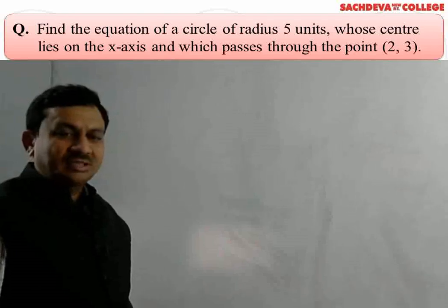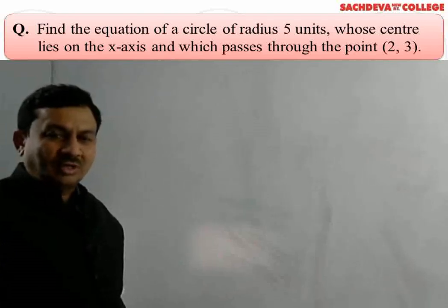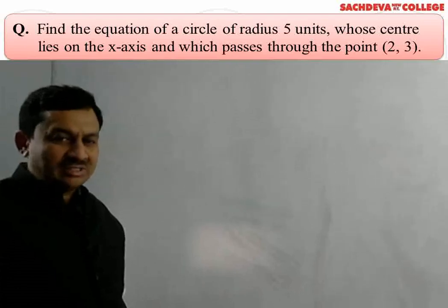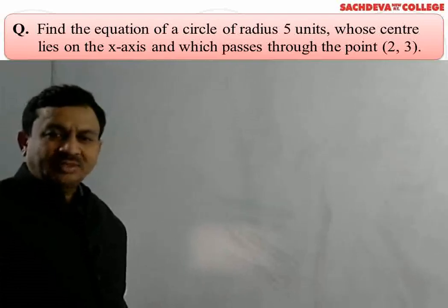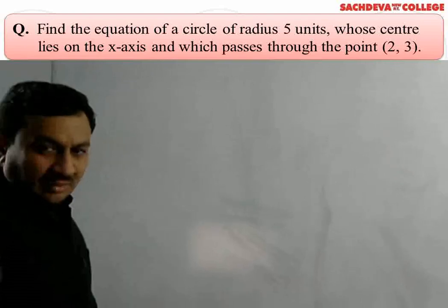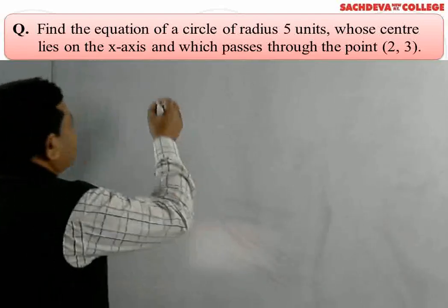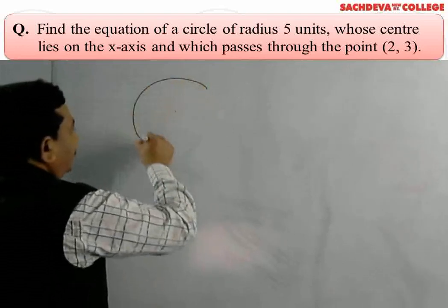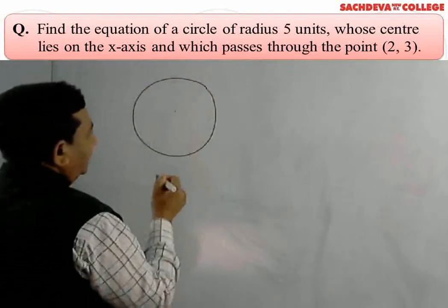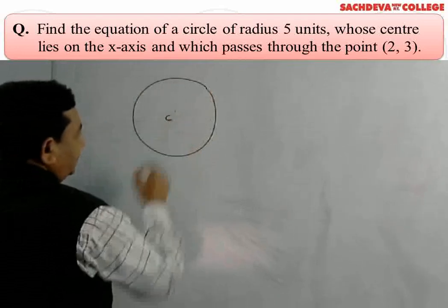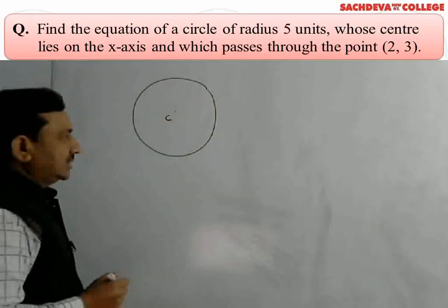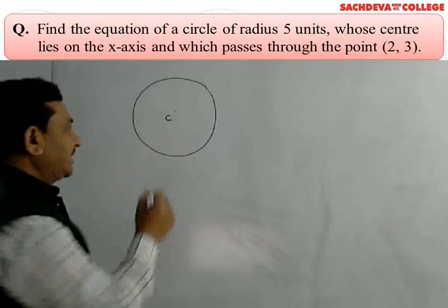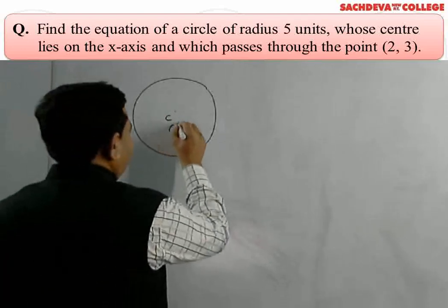Now we discuss this problem. Find the equation of a circle of radius 5 units whose center lies on the x-axis and which passes through the point (2, 3). So given that a circle whose center lies on the x-axis, because the center lies on the x-axis, the y-coordinate is 0. It means the center of this circle will be (k, 0).